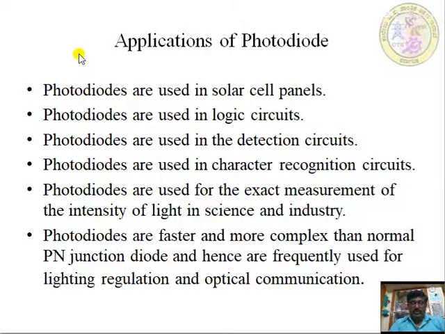Photodiodes are used in solar cell panels, and they are also used in logic circuits, in detection circuits, in character recognition circuits, and for exact measurement of the intensity of light in science and industry. Photodiodes are faster and more sensitive than a normal PN junction diode, hence they are frequently used for lighting regulation and optical communications. Because photodiodes are very cheap, they are used in almost everything.